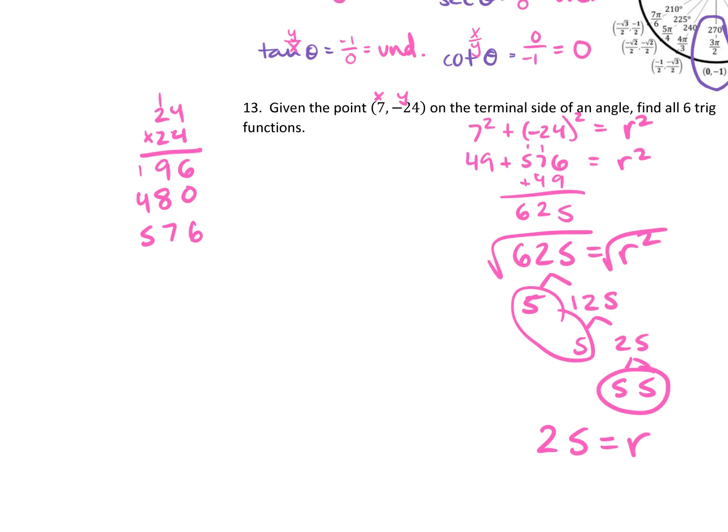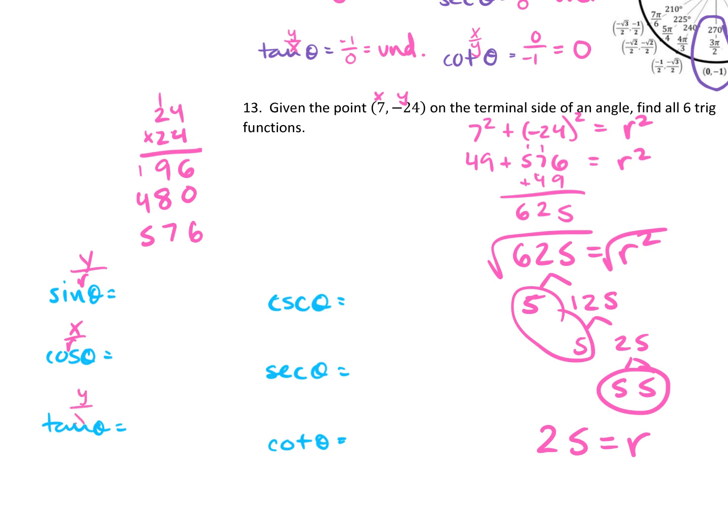So let's write our 6 trig functions. We have sine, cosine, tangent, cosecant, secant, cotangent. Sine would be y over r, sorry. Cosine is x over r. Tangent is y over x. Then we have our reciprocals, which we can just flip.